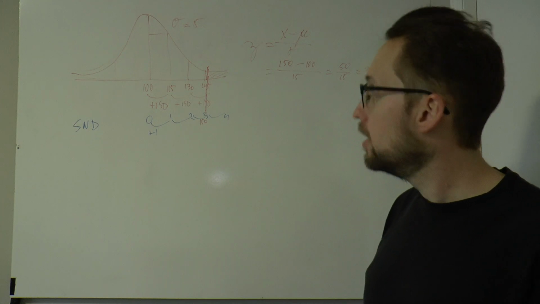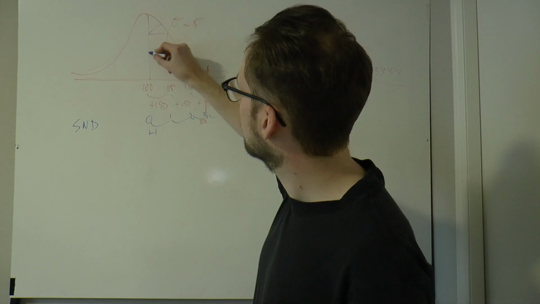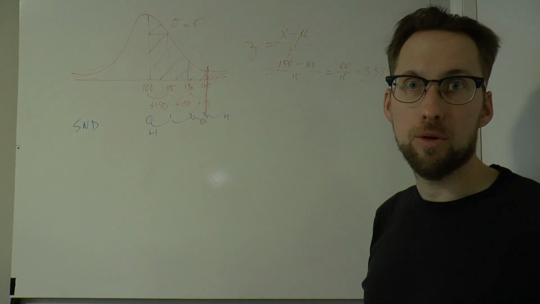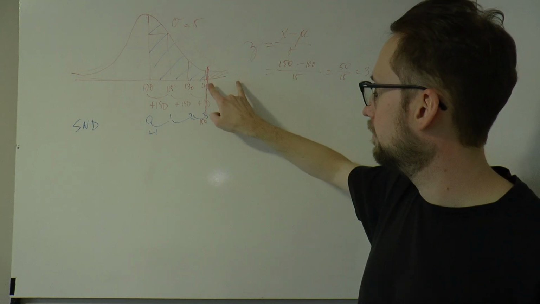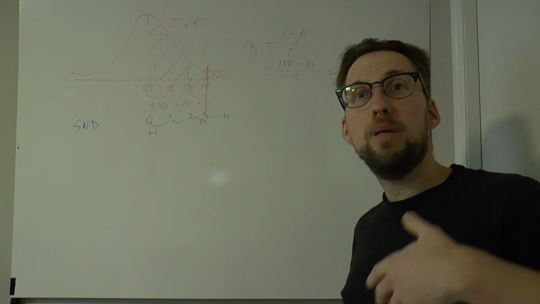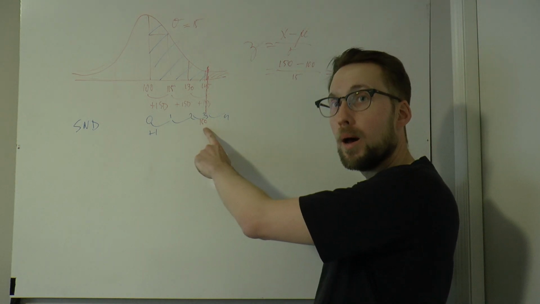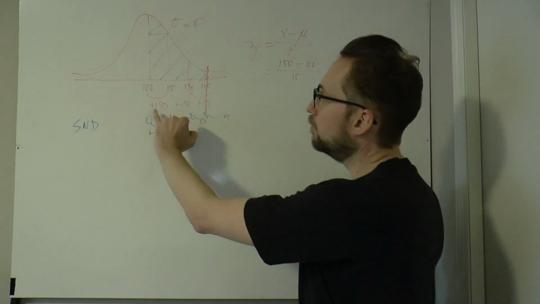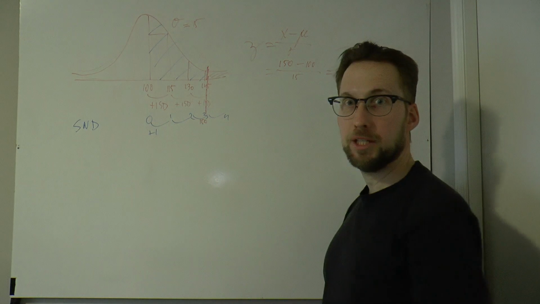That's the question. So now I'm looking at this area under the curve. No longer this area. Then I would answer the question, what percentage of people have an IQ this high or higher? But I'm now asking myself, what percentage of people have an IQ between the mean and my observation?